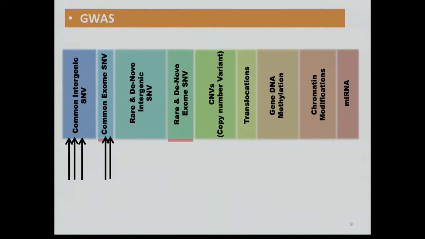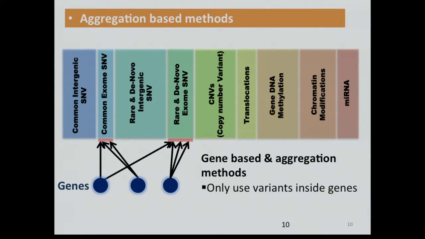In GWAS, people started by looking at common variation across the genome. They've looked at non-coding variants, but they've only looked at common ones, and so GWAS has not resulted in the breakthrough results that people expected. Then we started looking at rare variants, mostly at coding variation, because it's really hard to attribute rare variation to some kind of cohesive unit. We simply don't have the power to detect rare variation in the non-coding areas of the genome.